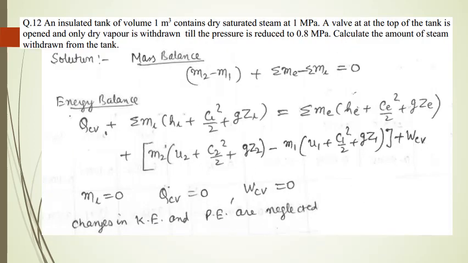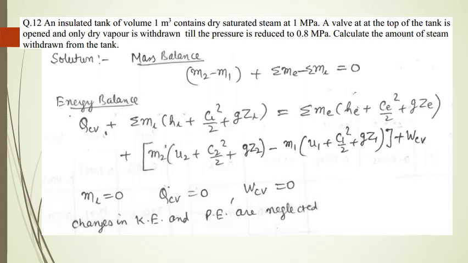An insulated tank of volume 1 meter cube contains dry saturated steam at 1 megapascal. A valve at the top of the tank is opened and only dry vapor is withdrawn till the pressure is reduced to 0.8 megapascal. Calculate the amount of steam withdrawn from the tank. So this is basically the example of emptying a tank, evacuating a tank. And this is also the example of uniform state, uniform flow process.